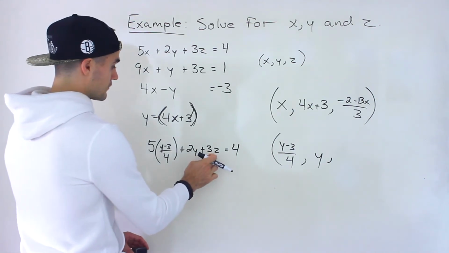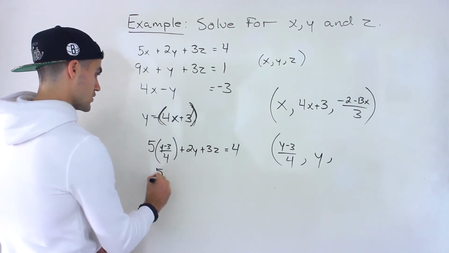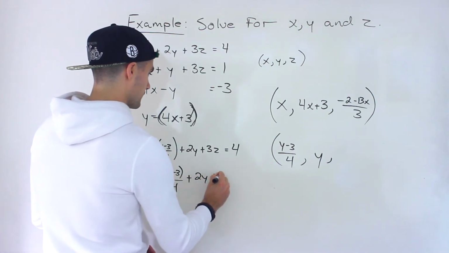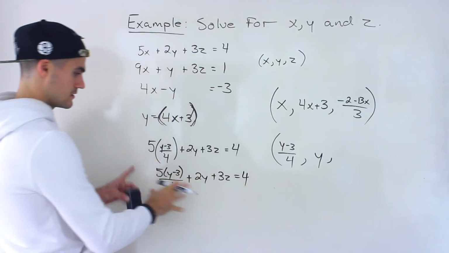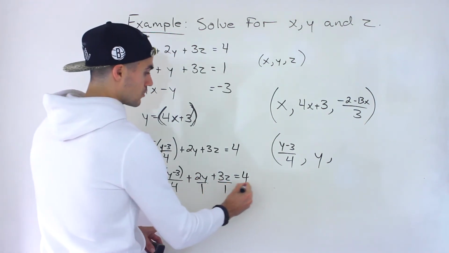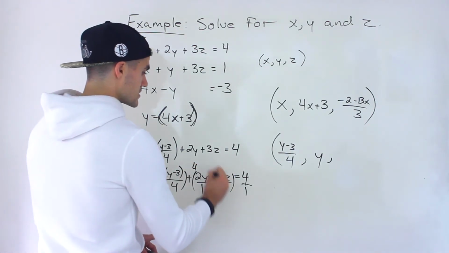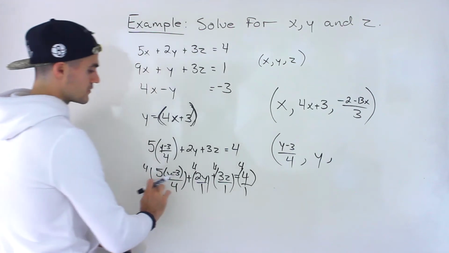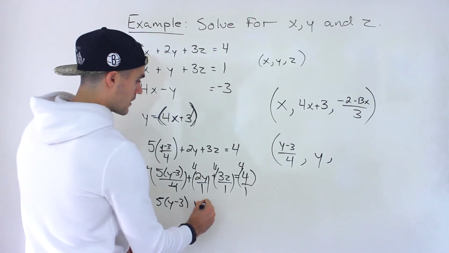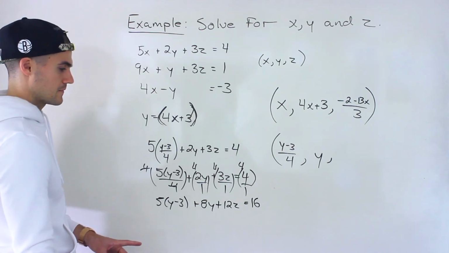Now we have to isolate for the z. There are different ways you can do this. The way I suggest is, if you get a fraction like this, multiply everything by the lowest common denominator. We have a 4 here, so multiply this by 4, this by 4, this by 4, and this by 4 to get rid of the fraction. The 4s cancel out here. We'd have 5 bracket y minus 3 plus 8y plus 12z is equal to 16.